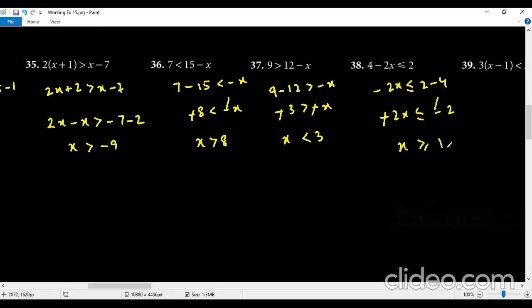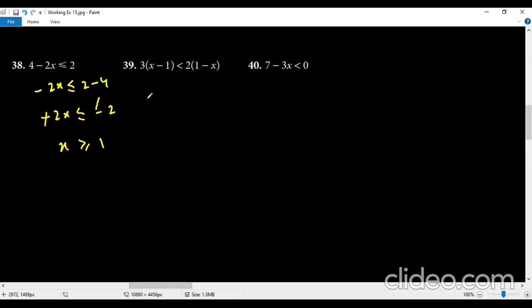Question number 39 is not difficult. Solving the brackets first gives you minus 3 less than 2 minus 2x. That means keeping x values together, x is less than 2 plus 3. That means it's going to be x is less than 5. 2 plus 3 is going to be, it's a negative 2. So it's going to be 1.